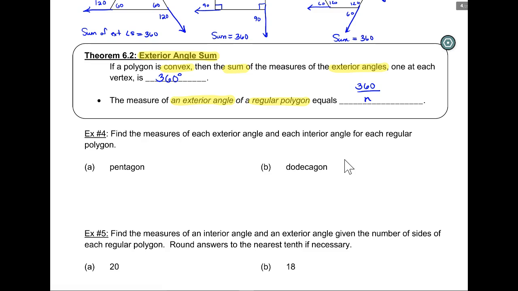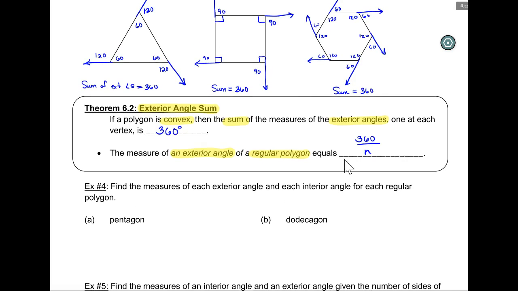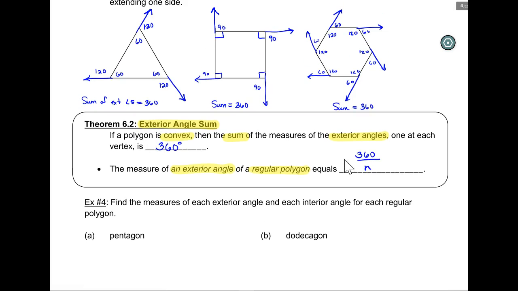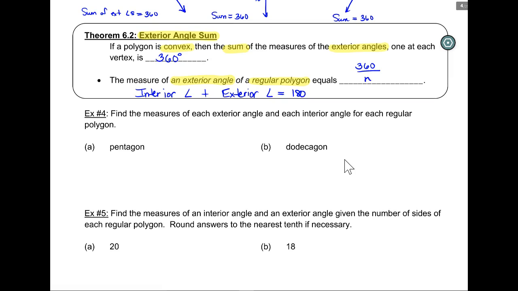Okay, example 4. Now, just a reminder, before I move on, I want to go back to this picture here. If you notice the interior and exterior angle, if we add those up, what are we always going to get? We get a linear pair, which is 180. Which brings us to our next example, because we're going to ask to find the measures of each exterior angle and each interior angle for a regular polygon. So once we find one of those, we can find the other.